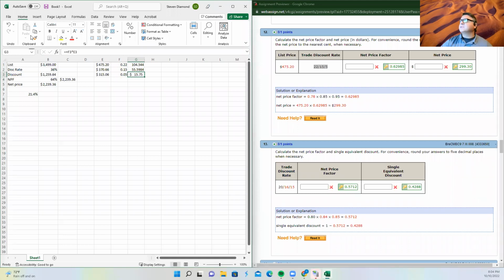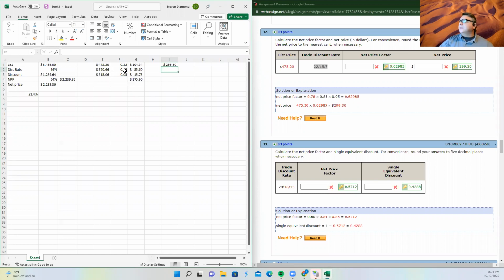Let's turn all these into money as well. So our total discount is going to be those 3 discounts added up together. So we're going to get $175.90 discount, which means our price is going to be our original price minus our total discounts. So that becomes $299.30.